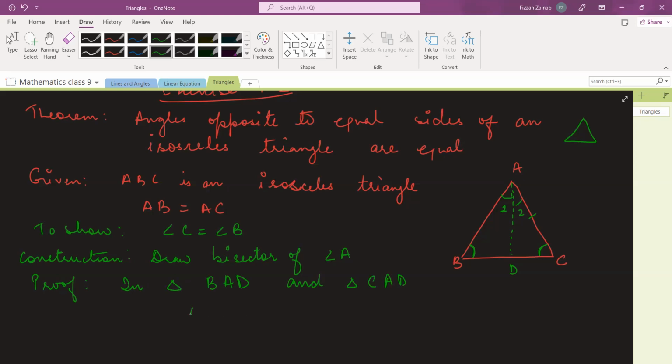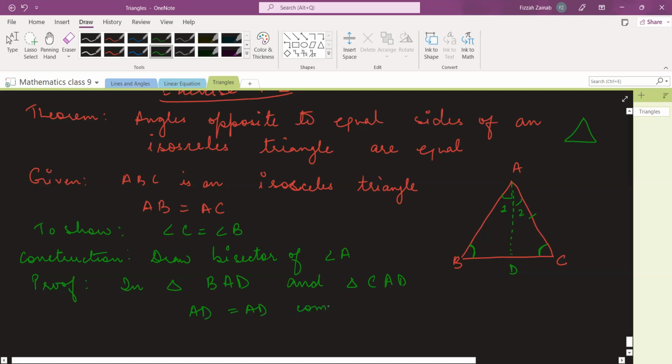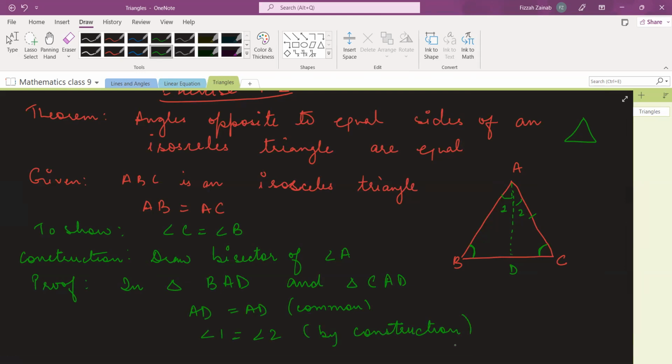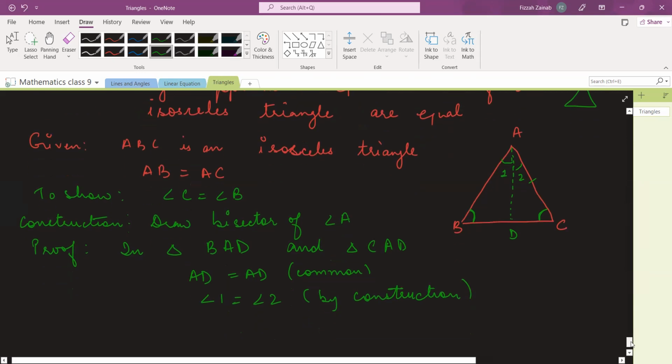First of all, AD is common. AD is equal to AD, which is common, right? Now again, angle 1 is equal to angle 2, right? By construction, because I have constructed it this way that the angles are equal. AD is the bisector. That means angle 1 is equal to angle 2. So by construction, they are equal.